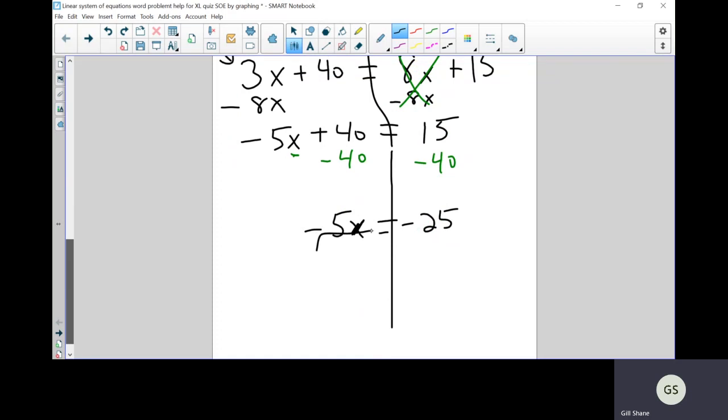What is wrong with this stupid drawing tool? Divide by negative 5. Divide by negative 5. Good thing Mr. Gill doesn't use profanity, else he would be doing it.